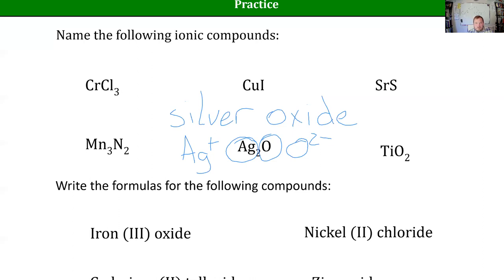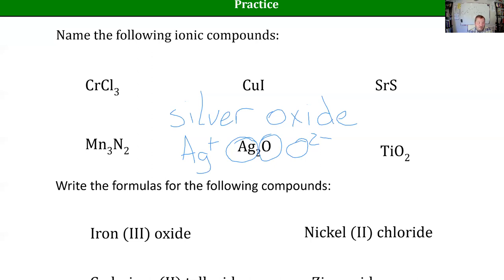And so when in doubt, it's better to be overly specific and redundant than to be ambiguous, right? And before we talked about what those exceptions were, that's what I would have expected you guys to name it as, silver 1-oxide.